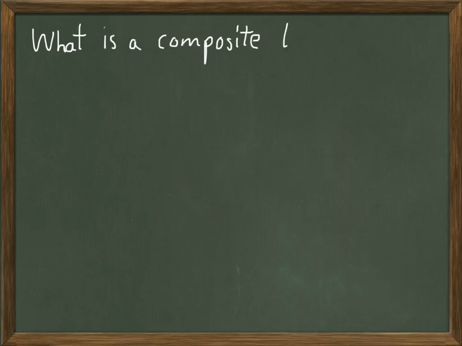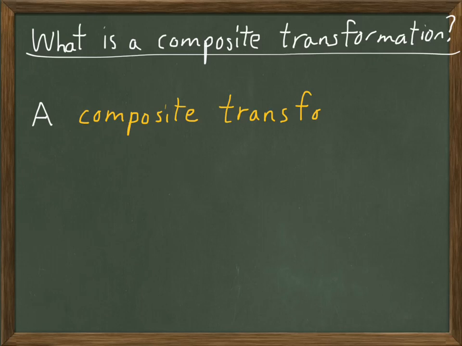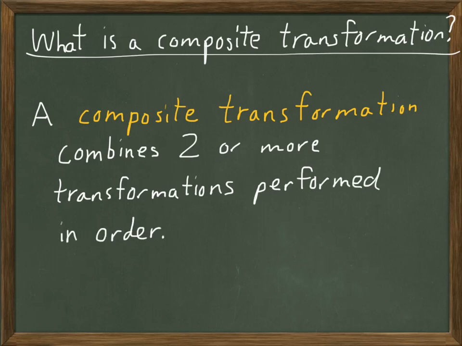First, we need to address what is a composite transformation. We've used the word composite before, actually. In this case, a composite transformation combines two or more transformations, and we're going to do them in a specific order. This word composite just means combined together.